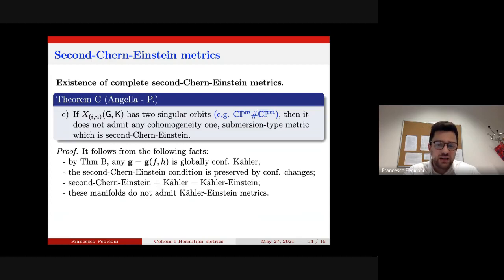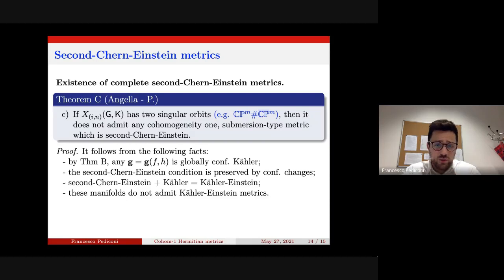And here again, the existence of a Kähler-Einstein metric is obstructed because, as proven by Matsushima, the automorphism group of these manifolds is not reductive. Okay, so this is precisely the same as the Page example in complex dimension 2.